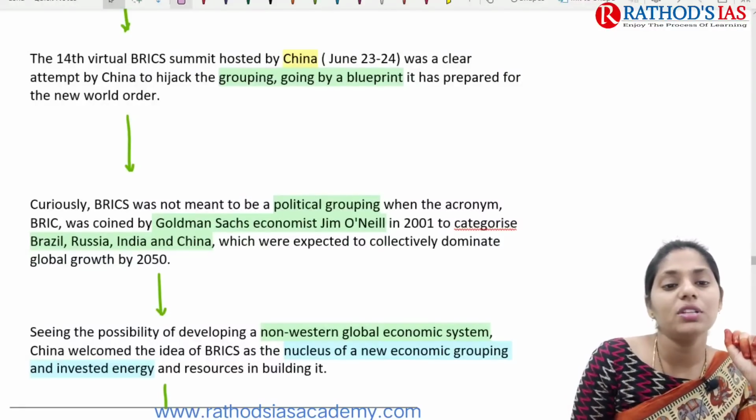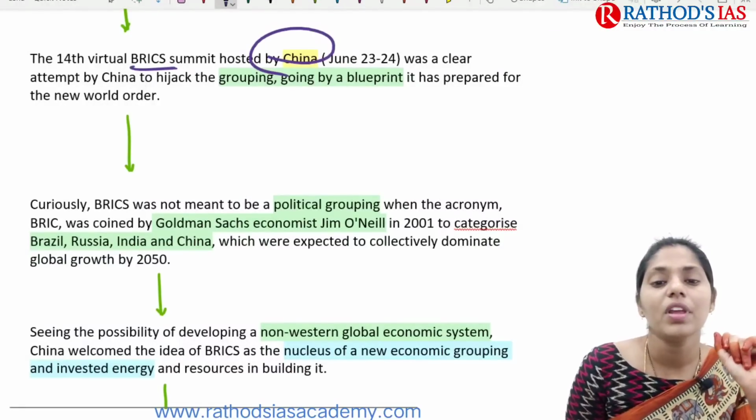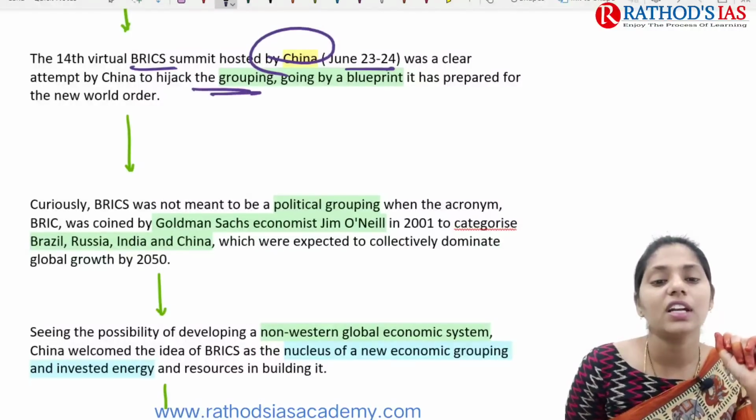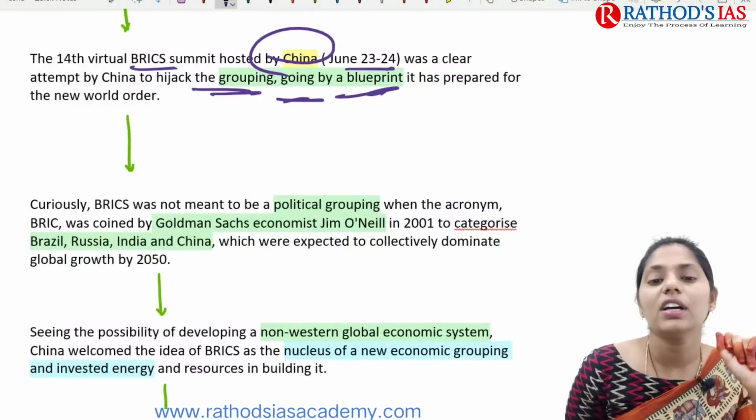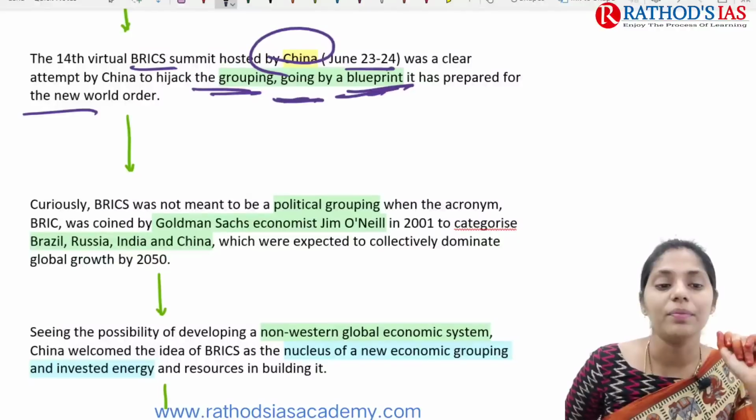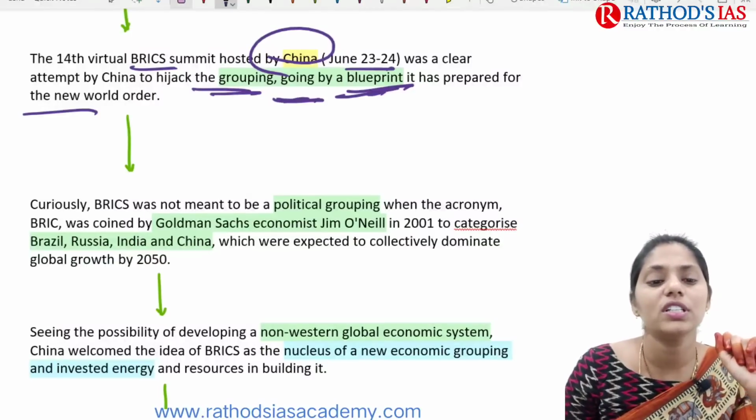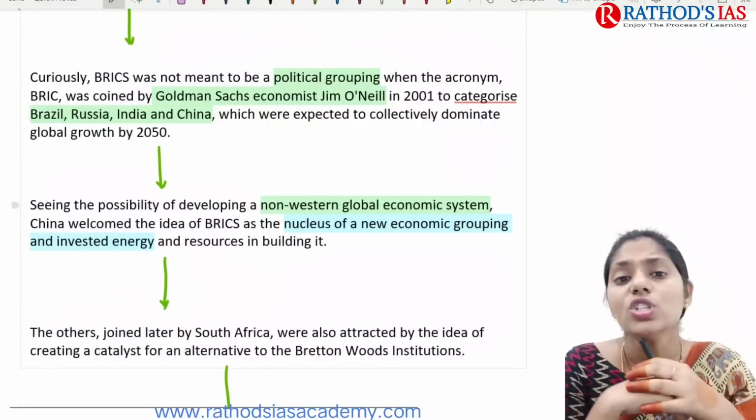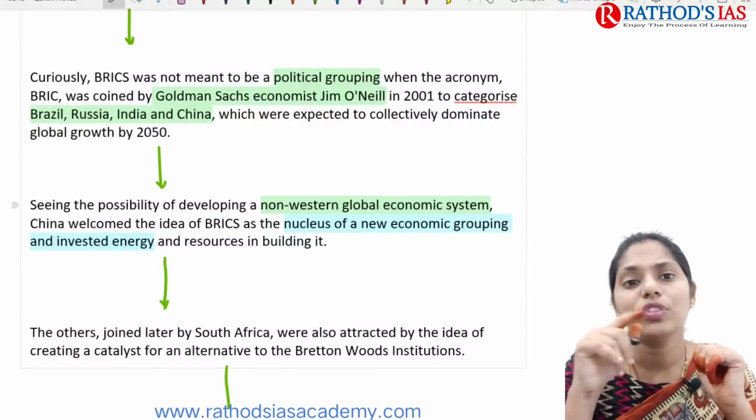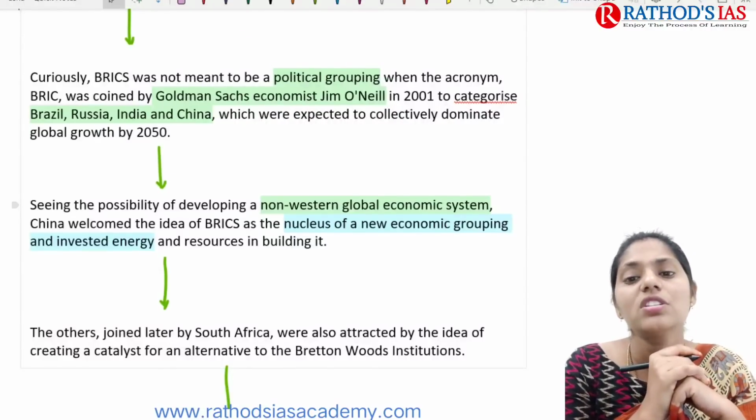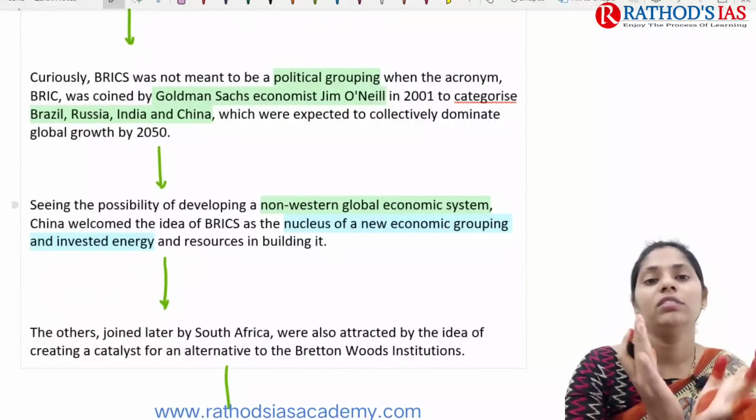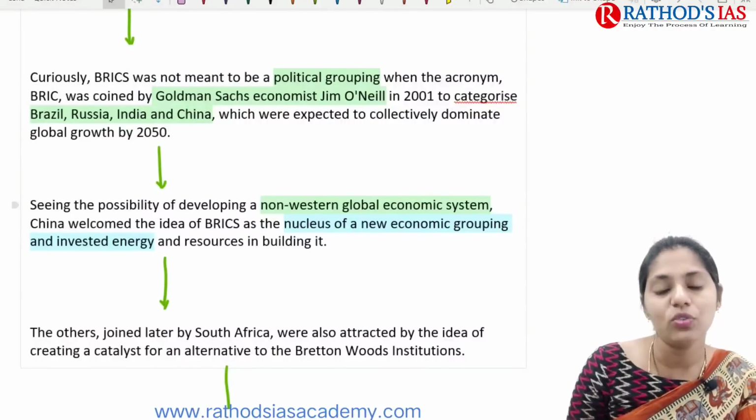Recently, the 14th BRICS summit was hosted by China on June 23rd and 24th, and it says the grouping is going by a blueprint it has prepared for the new world order. BRICS is a political grouping, and the name was given by Goldman Sachs to categorize Brazil, Russia, India and China, which were expected to collectively dominate global growth by 2050.